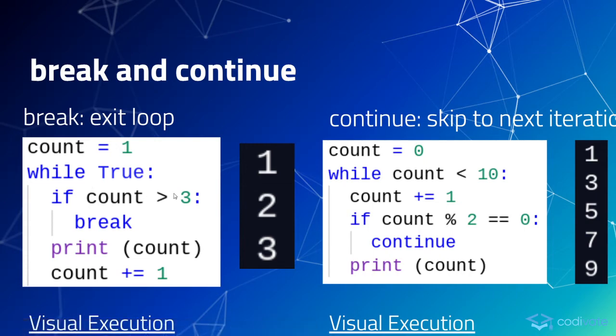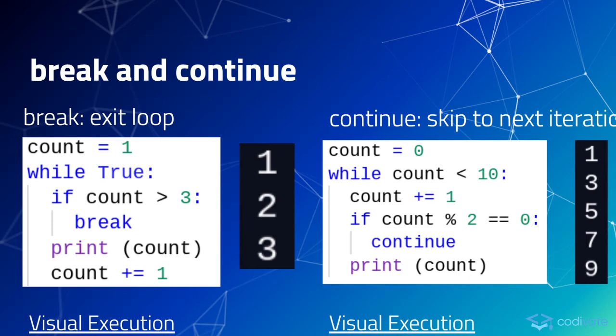And since that is greater than 3, which is a true condition, we enter our if statement and break. As soon as Python sees this break, it will exit the while True loop and stop executing. So that's what the break keyword does.